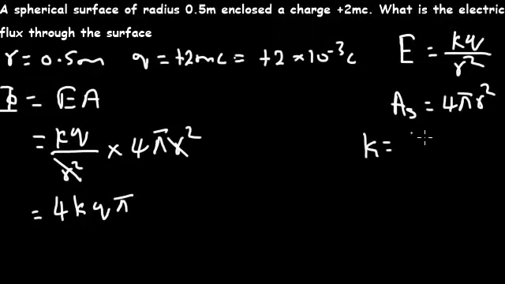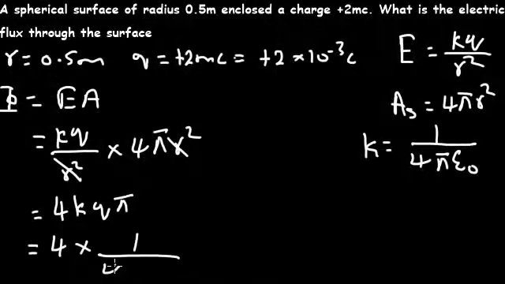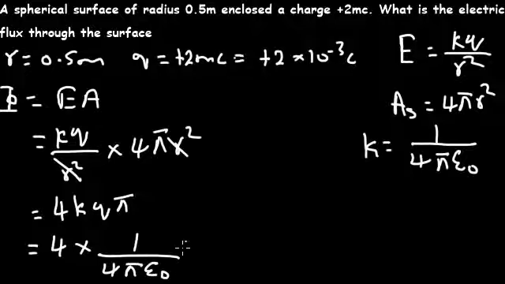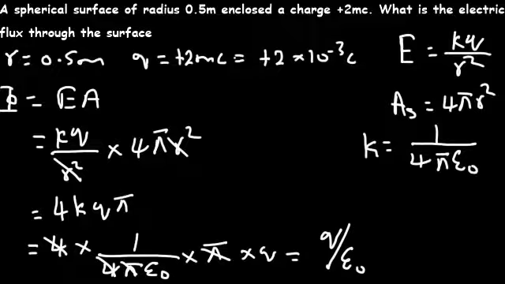Now K is Coulomb's constant. However, it can be simplified to 1 over 4 pi permittivity of free space, epsilon naught. So it can always help us to simplify this expression further. Let's replace it with what it is. So we now have 4 times 1 over 4 pi epsilon naught, times pi again. Now the 4 can leave, pi can also go, and we still have times q. Finally, we have q by epsilon naught. So this is another formula that can help us to determine the electric flux.